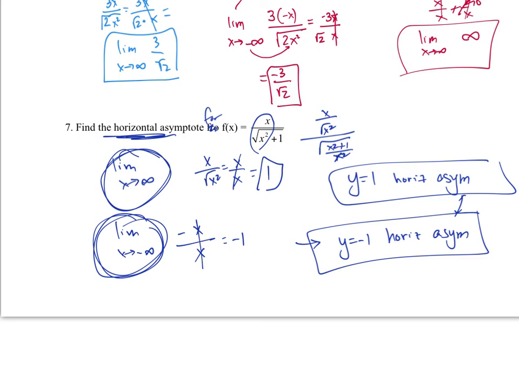In fact, if you graph this, you will get this function, and it looks like this. It will go whoop. So here's one of the asymptotes, there's the other asymptote. This is at 1, this is at negative 1. All right, and that's it.